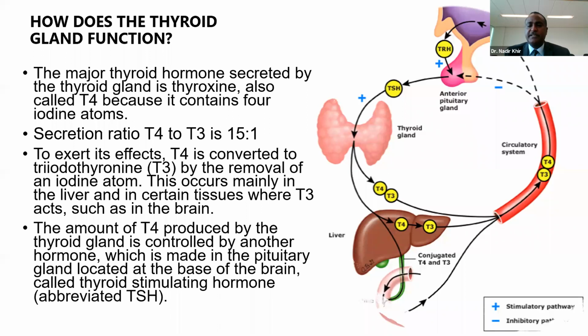And from there, it goes to the liver and the brain and loses one of the iodine and becomes T3 in the tissues where it's going to function. So you don't see T3 a lot in the blood. We see a lot of T4 bound to proteins, but we don't see a lot of T3. And that has an important implication when we do thyroid function test.